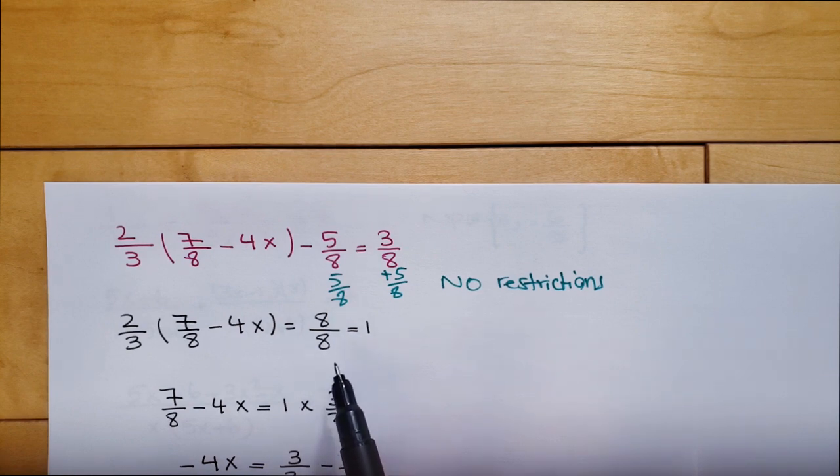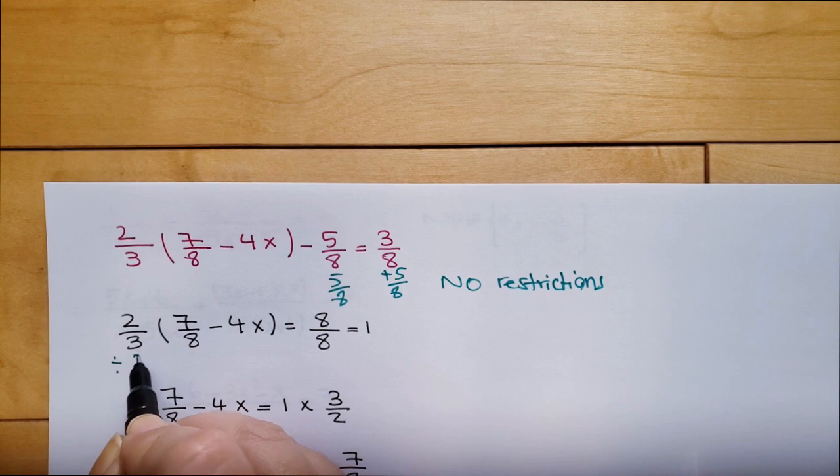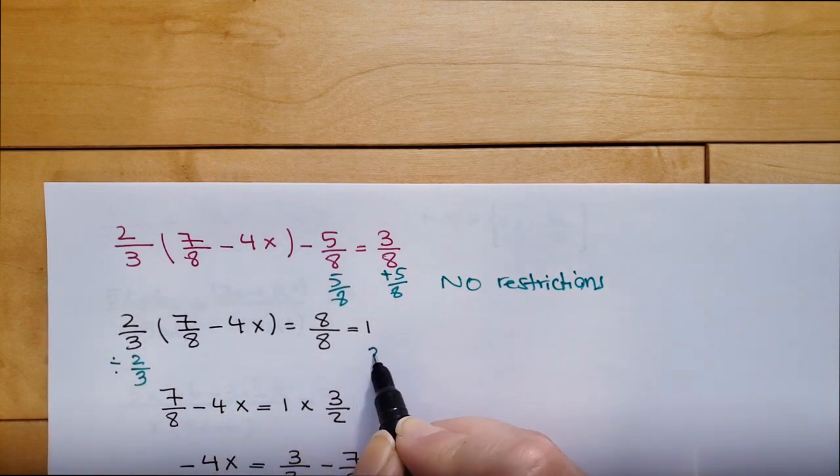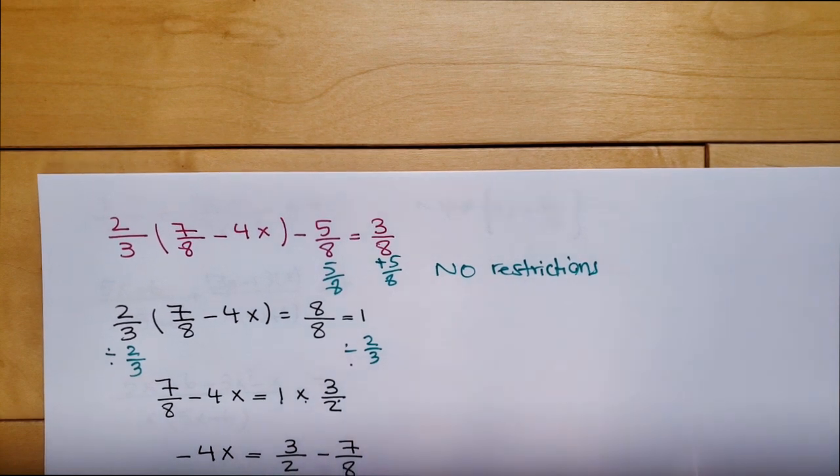Now what I can do in order to get rid of the 2 over 3 on both sides, I divide both sides by 2 over 3. Okay, but remember, when you are doing division of fractions, the first fraction is written multiplied by the reciprocal of the second fraction. So I have here 7 over 8 minus 4x is equal to 7 over 2.